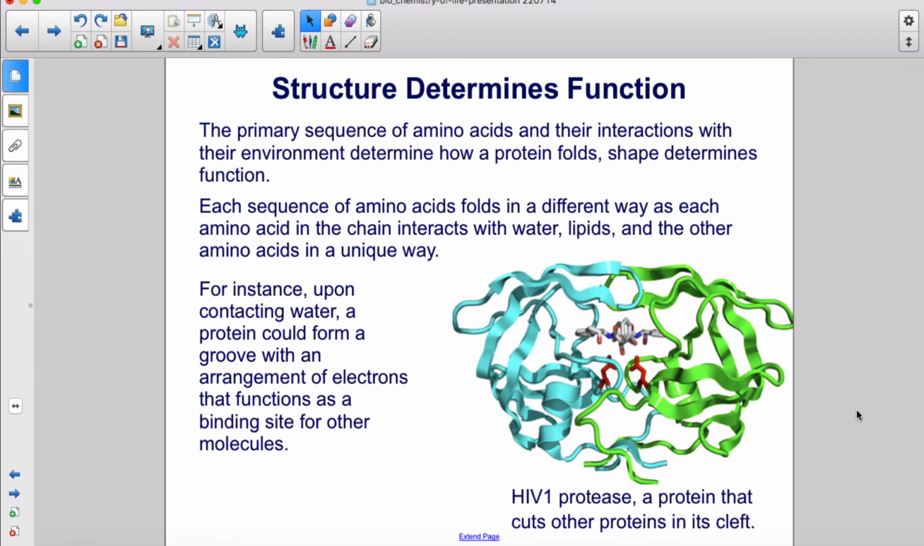The primary sequence of amino acids and their interactions with their environment determine how a protein folds. Shape determines function. Each sequence of amino acids folds in a different way as each amino acid in the chain interacts with water, lipids, and the other amino acids in a unique way. For instance, upon contacting water, a protein could form a groove with an arrangement of electrons that functions as a binding site for other molecules. HIV-1 protease, a protein that cuts other proteins in its cleft.